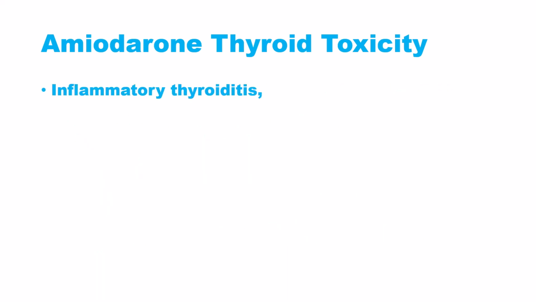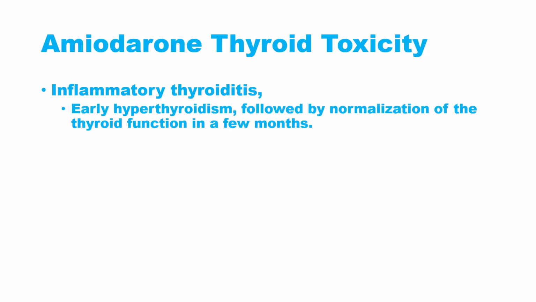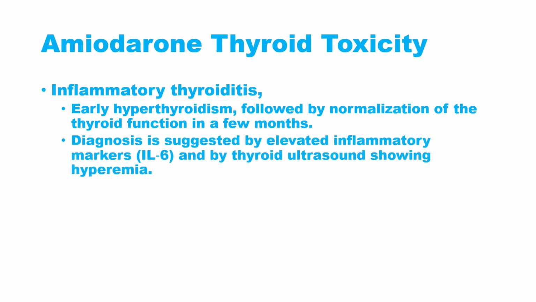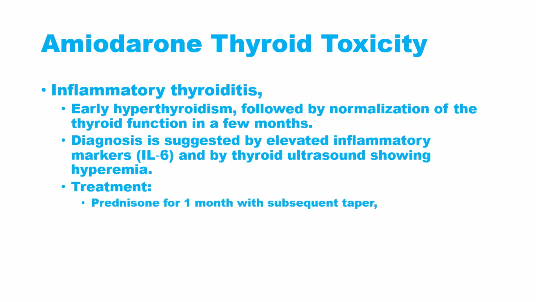Fourth group is inflammatory thyroiditis. This is characterized by early hyperthyroidism followed by normalization of the thyroid function test in a few months. And diagnosis is suggested by elevated inflammatory markers including interleukin 6 and thyroid ultrasound showing hyperemia. And the treatment includes prednisolone for 1 month with subsequent tapering, and amiodarone can be continued.